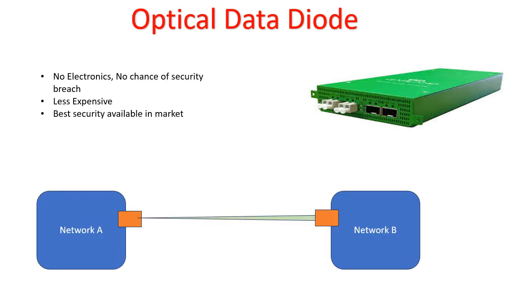Now, this is the optical data diode. In optical data diode, there are no electronics at all, so there is no chance of security breach. And it is less expensive because there is no electronics, no hardware inside it. The only thing is the light needs to go from one network to another network, and that is done through the transmitter and receiver, light transmitter and light receiver. And this is the best security device available in the market at this moment.